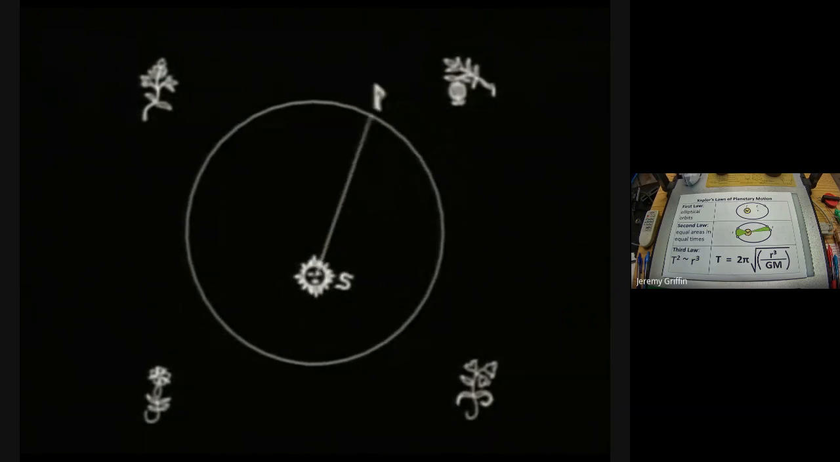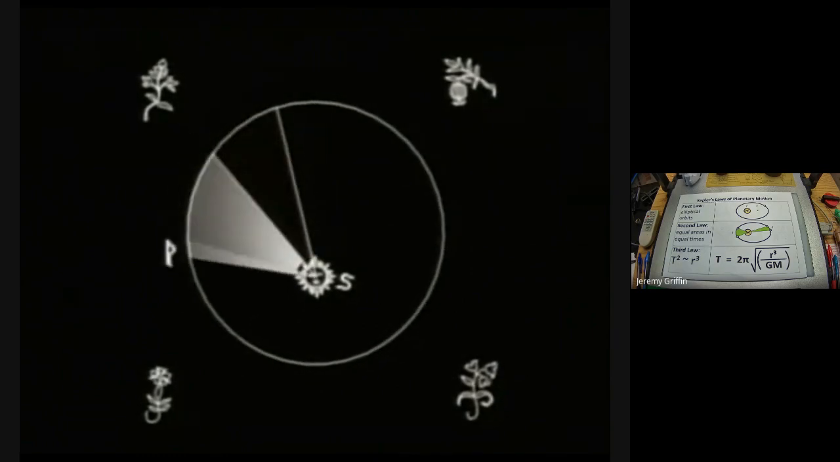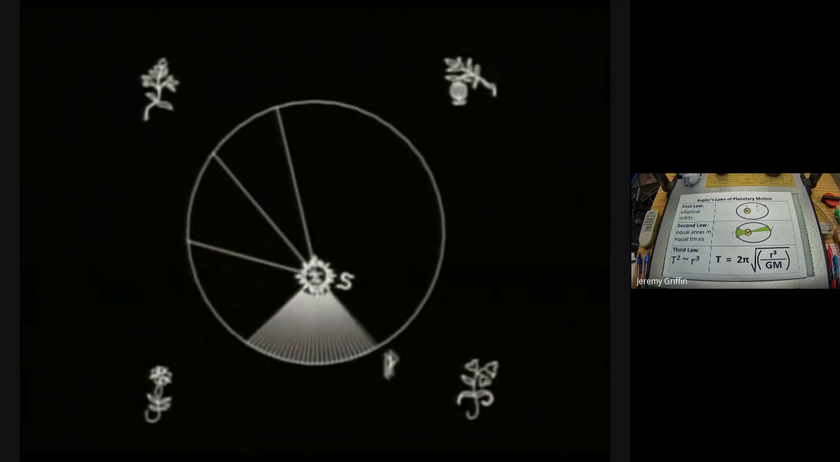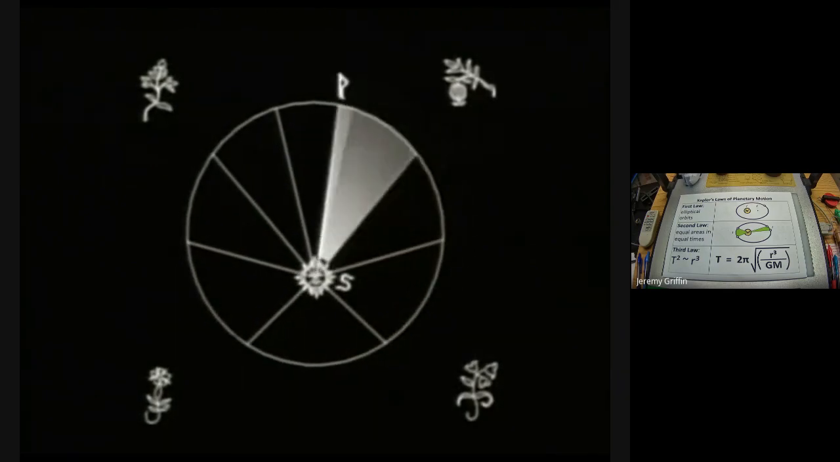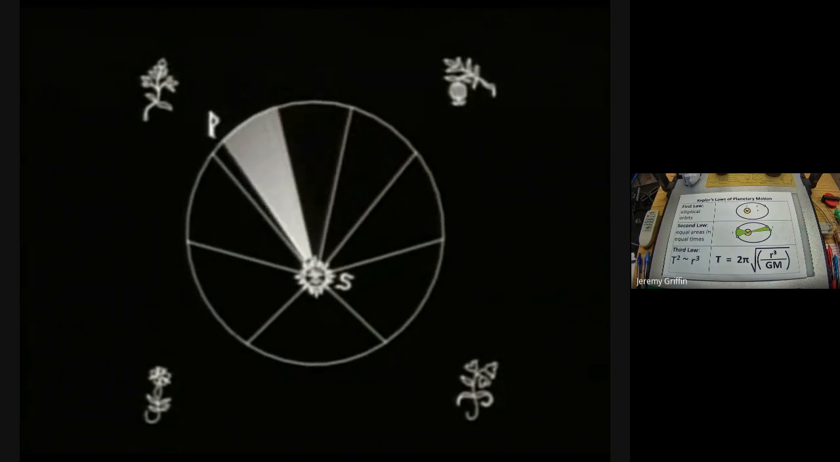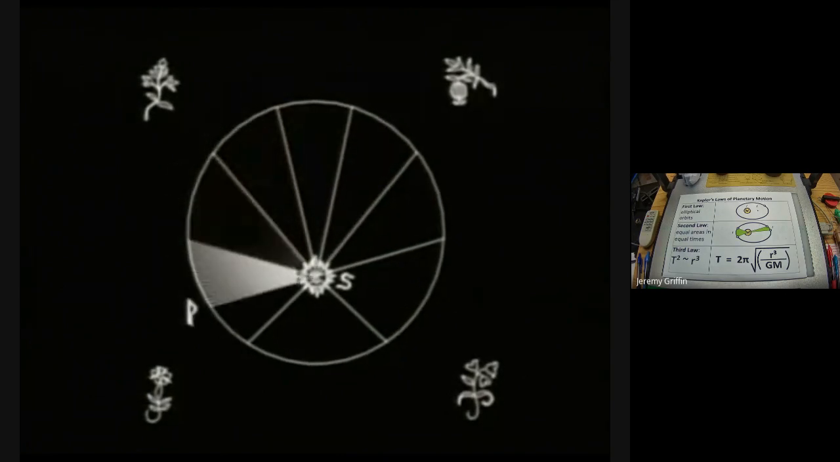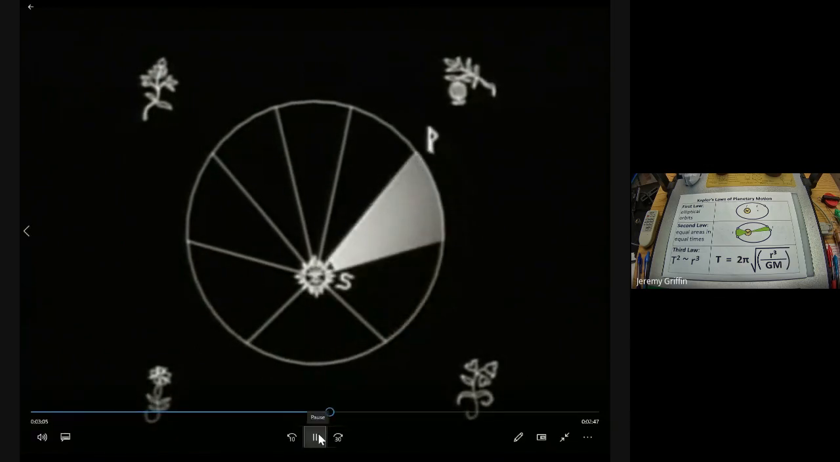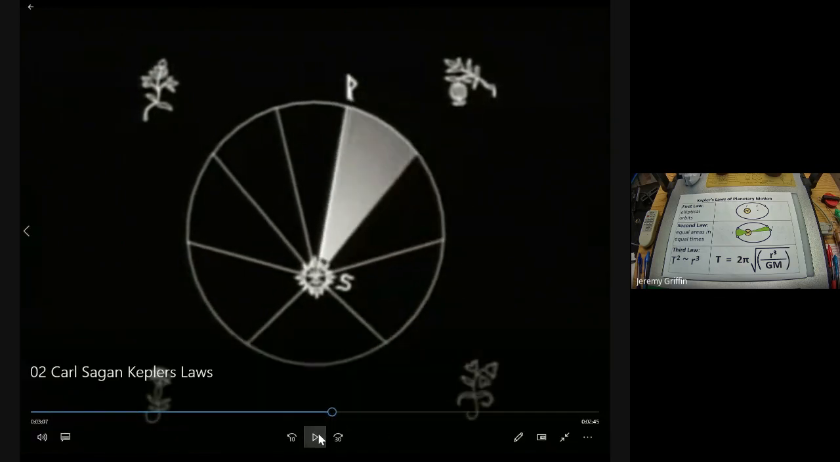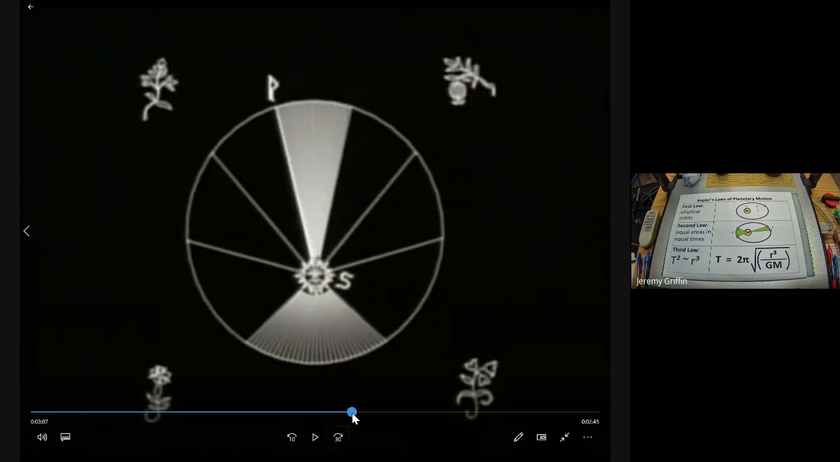As the planet moves along its orbit, it sweeps out, in a given period of time, an imaginary wedge-shaped area. When the planet is far from the sun, the area is long and thin. When the planet is close to the sun, the area is short and squat. Although the shapes of these wedges are different, Kepler found that their areas are exactly the same. And what he just told you right there is actually Kepler's second law of planetary motion.